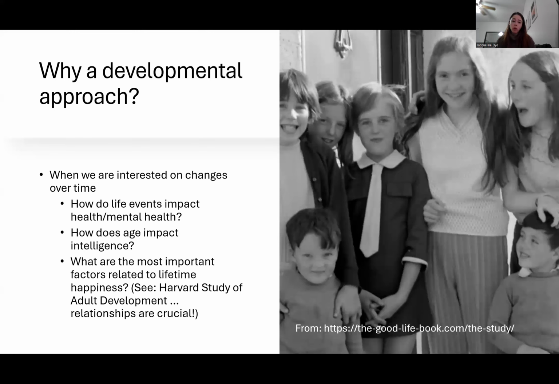So a few weeks ago, we looked at the Harvard study of adult development, where they talked about how relationships and a sense of belonging, as opposed to loneliness, was one of the things that predicted longevity and happiness. So that was something that they figured out through a longitudinal research design.